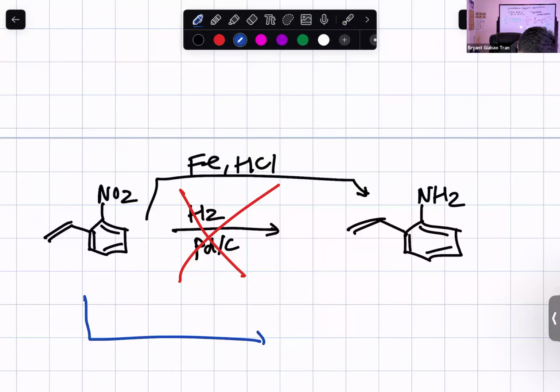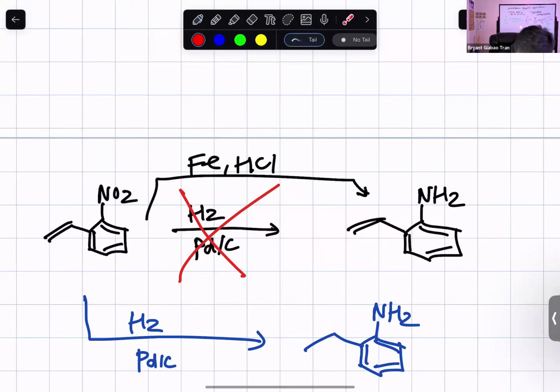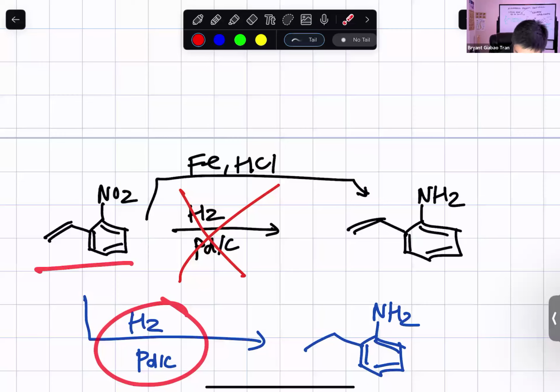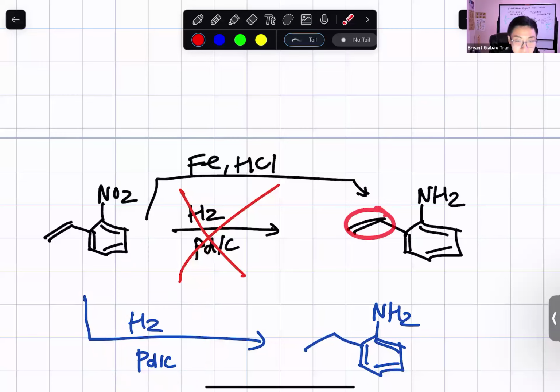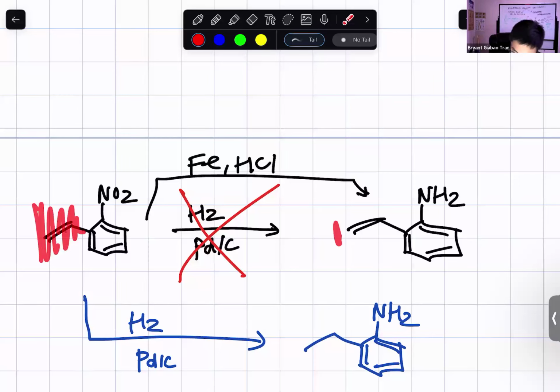If we were to use H2 PdC, this is what we would get instead. We're going to reduce the alkene into an alkane and the NO2 into NH2. So H2 PdC is a strong reducing agent because it would over reduce the whole molecule. But we want to keep our alkene, so we want to use a weaker reducing agent like iron HCl there. But if the alkene wasn't there, then you could use either H2 PdC or iron HCl.